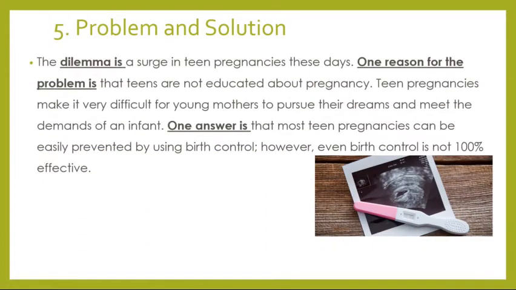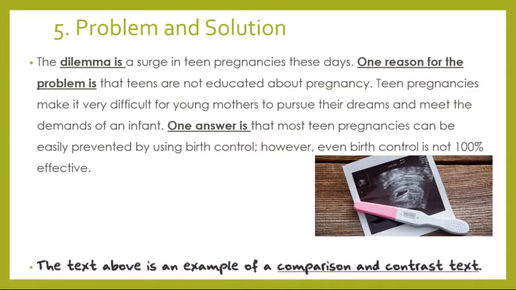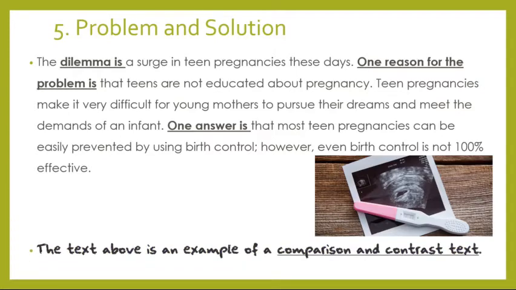Okay, problem and solution. The dilemma is a surge in teen pregnancies these days. One reason for the problem is that teens are not educated about pregnancy. Teen pregnancies make it very difficult for young mothers to pursue their dreams and meet the demands of an infant. One answer is that most teen pregnancies can be easily prevented by using birth control. However, birth control is not 100% effective. Now, this is an example of a problem and solution text. So some clue words are dilemma is, one reason for the problem is, and one answer is.